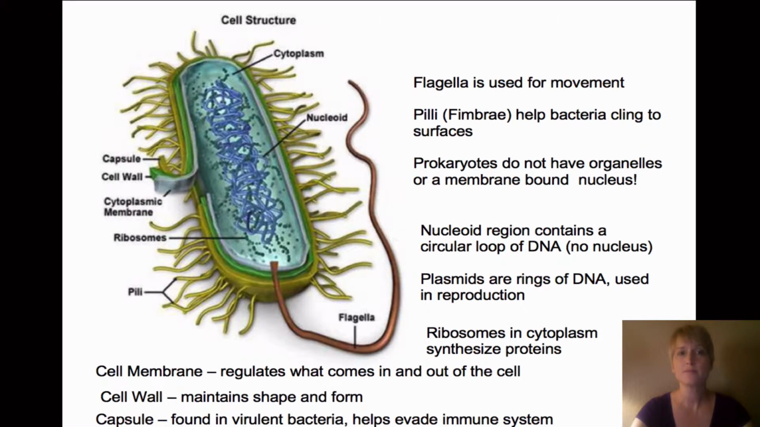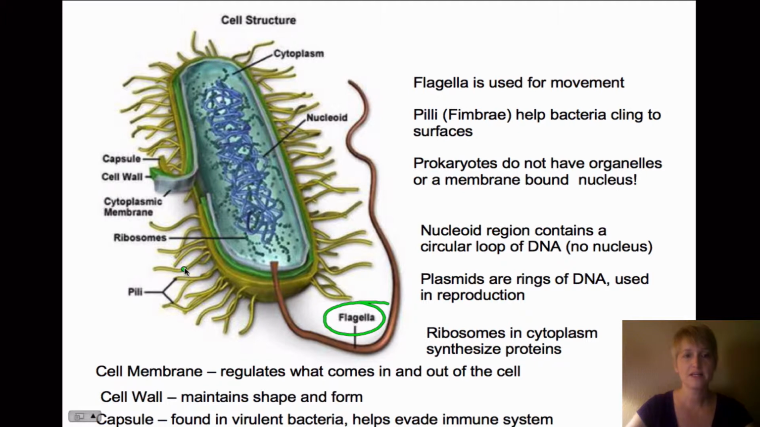So we're going to talk quite a bit about the cell structure of bacteria and what it looks like, so that you will be able to look at a cell and immediately know that it's a bacteria cell rather than a eukaryote cell. Now, I'm going to go through some of these structures and point them out to you. The flagella is used for movement. So that's this long tail or whip-like structure right here, and the bacteria use that to move around.